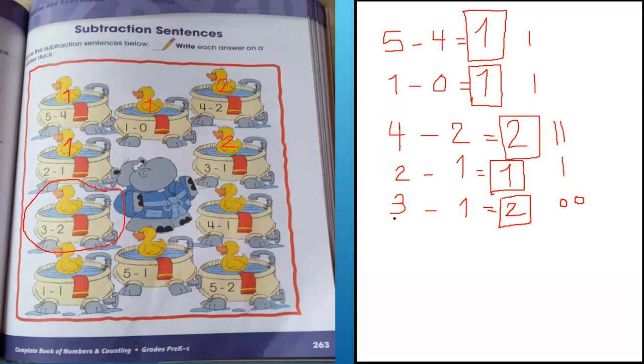So we have 3 minus 2. Excellent. You can use hearts like this. 1, 2, and 3. Tengo que quitar 2. Okay, I have, repeat after me.